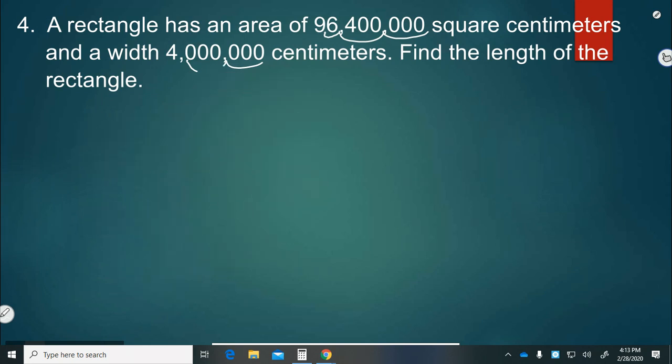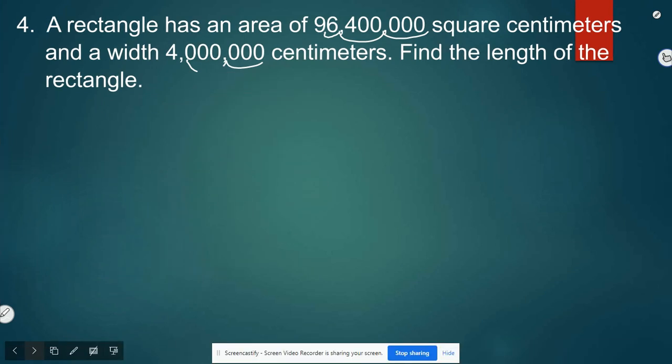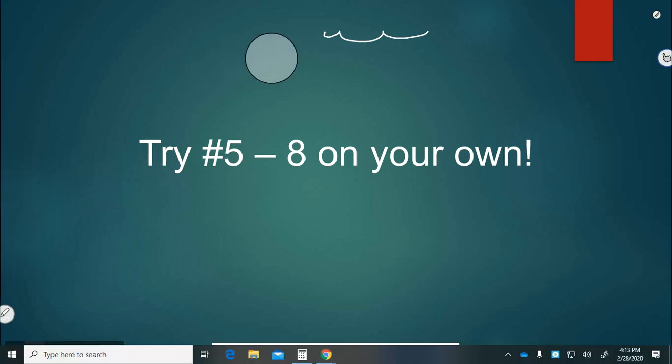All right. So I think that's it for me. You guys are now going to try some on your own. So go ahead and try 5 through 8. Check in with me so you can be sure that you have the right answers before moving on to your exit tickets and homework.